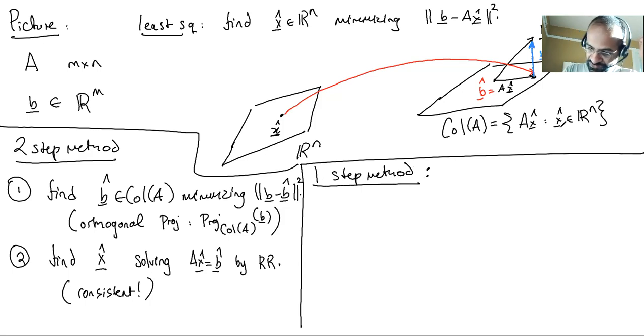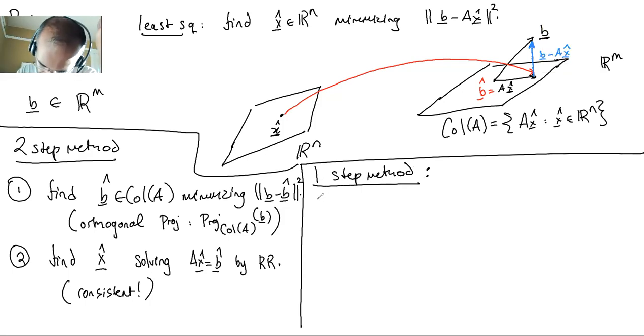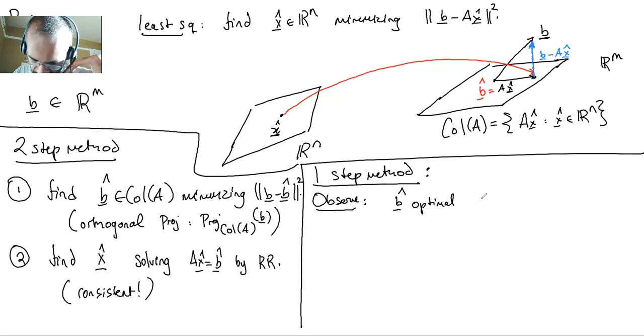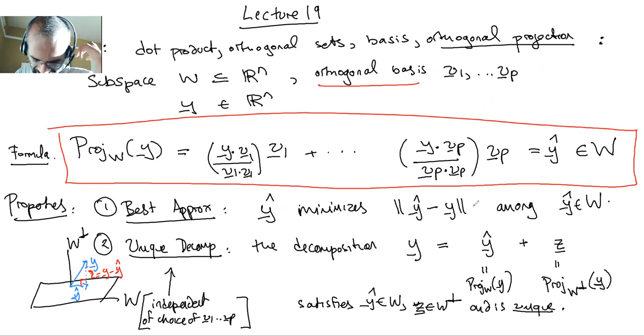The one-step method is based on observations from this lecture and the previous lecture. What's the observation? Well, b̂ is optimal, so it's the closest vector in the column space of A to b, if and only if, let's go back to our first slide, the orthogonal projection satisfies two properties, best approximation and unique decomposition. And these are equivalent, right? If you go back to the previous lecture, that's how we derived these properties.